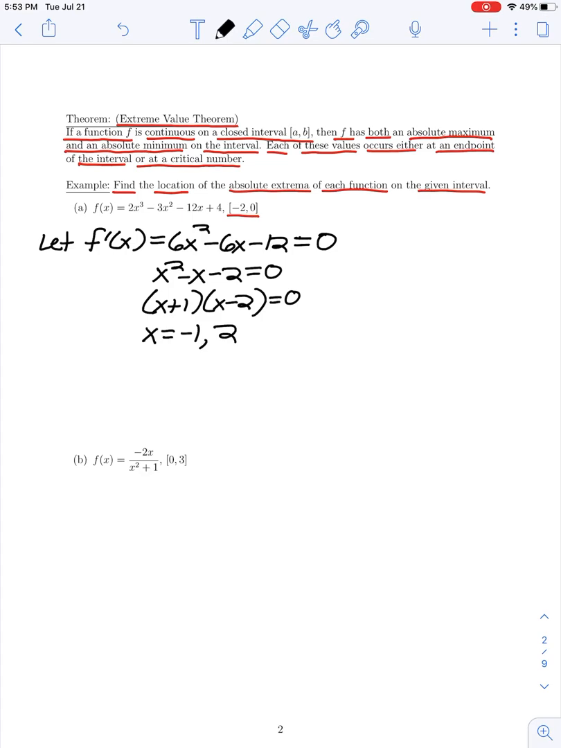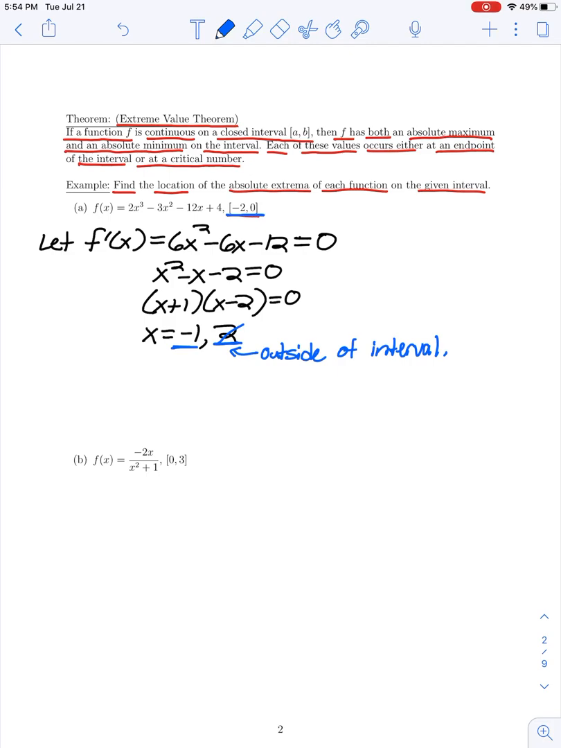Now, one thing to be a little careful of when you're working with these problems is our critical values may not lie within the interval of interest. So in this problem, the interval that we're considering is from -2 to 0. So notice that this second critical value, 2, does not lie within that interval. So we'll make a little note here. This is outside of the interval. So we're not going to consider that value at all. Now our other critical value, -1, does lie within that interval. In fact, it's the midpoint of that interval.